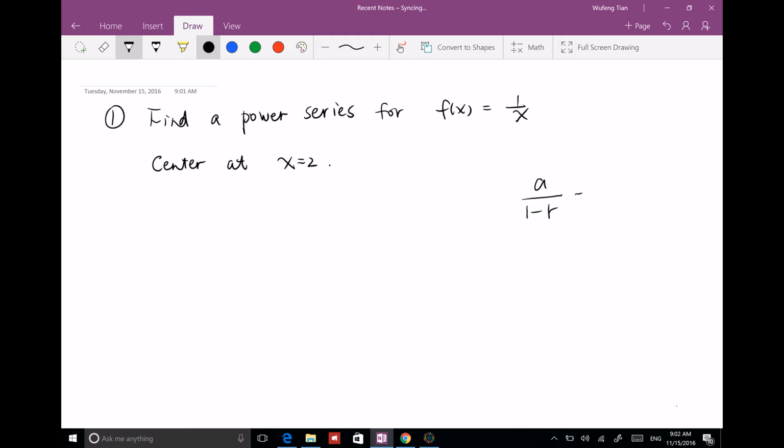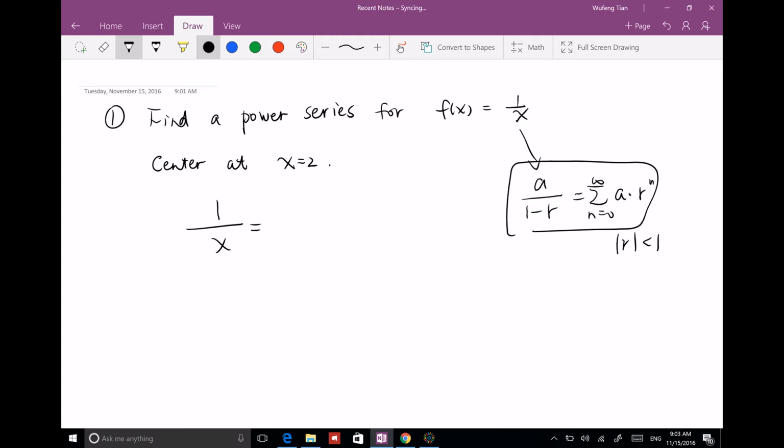This equals the sum from n equals 0 to infinity of a times r to the power n, and |r| is less than 1. We have this. So I need to change the 1 over x into this form. 1 over x, what do I have first? I need to make up the center first.